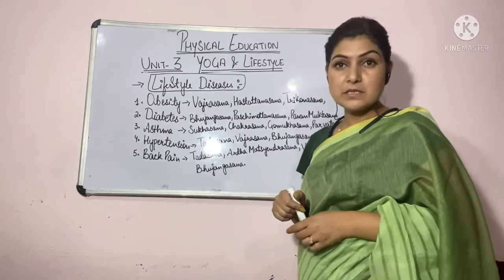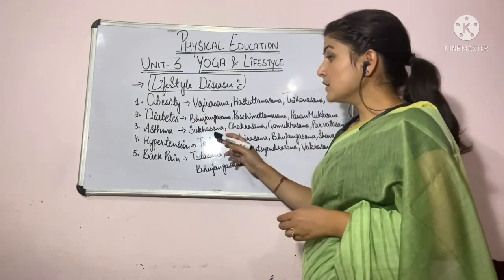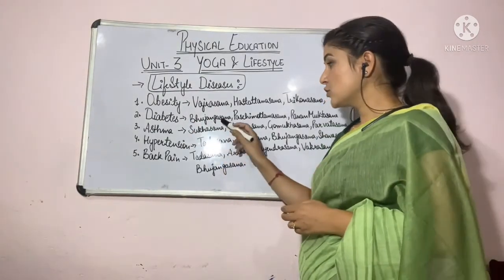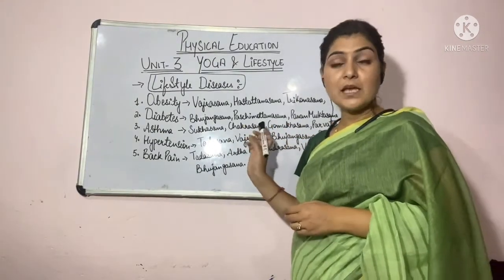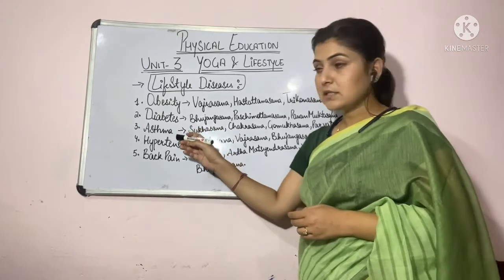Next is diabetes. The various asanas to cure diabetes are Bhujangasana, Paschimottanasana and Pavanmuktasana. With the help of these asanas, we can cure diabetes.